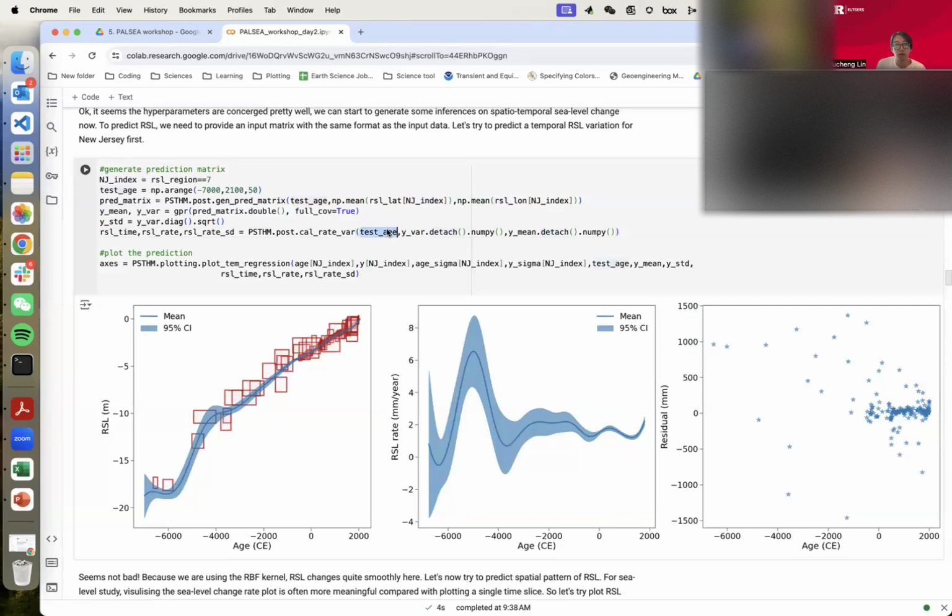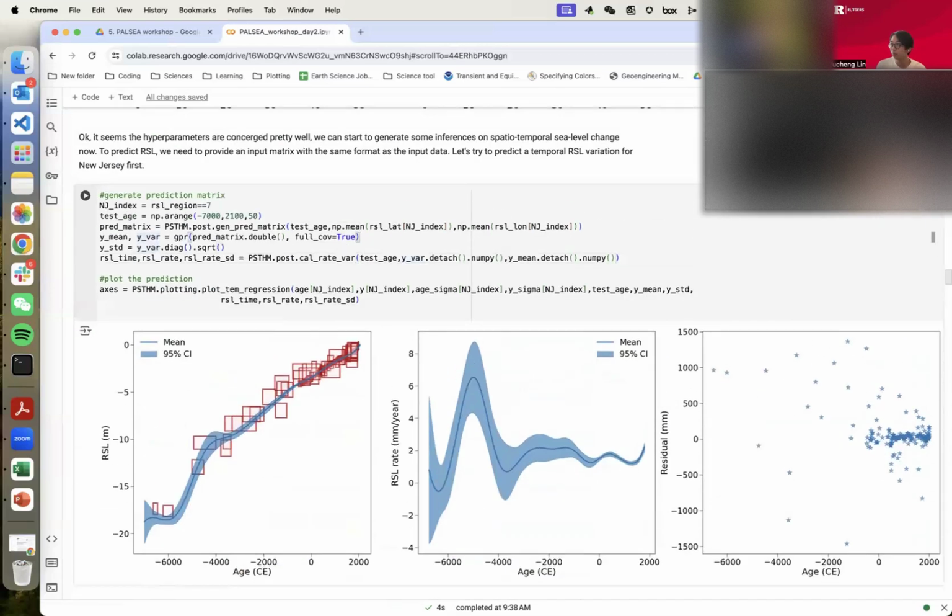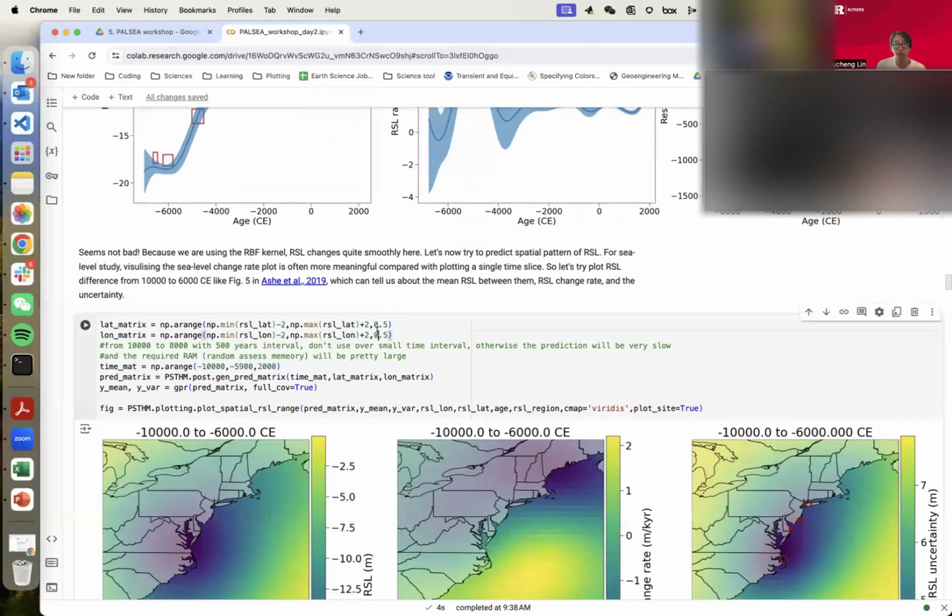Okay, so if you want to calculate the rate, you input the age and the mean value you calculated before. This is using the PyTorch auto differentiation function, so you don't need to worry about what equation you are using. It is automatically solved for you. Okay, so we are predicting the temporal sea level here, and then we can do the spatial prediction as well.